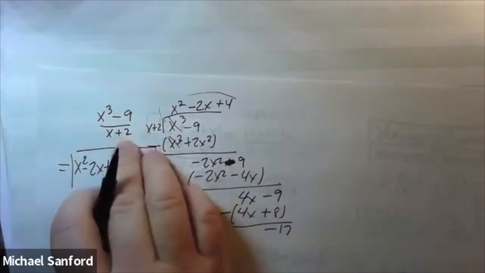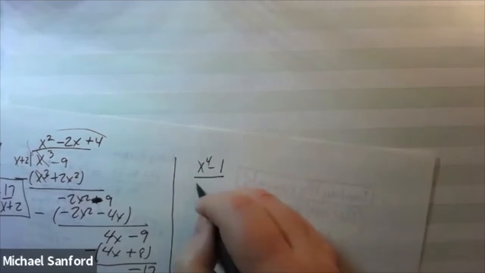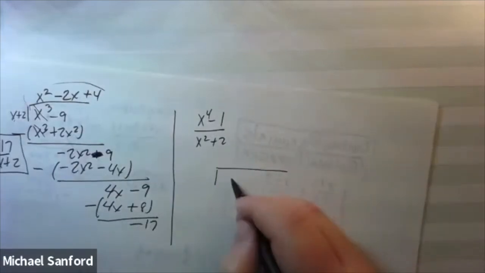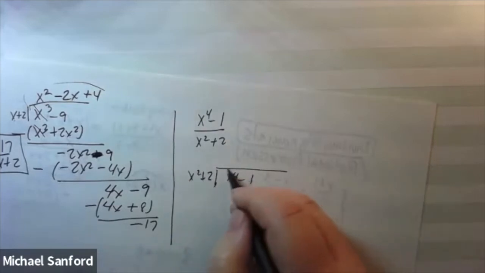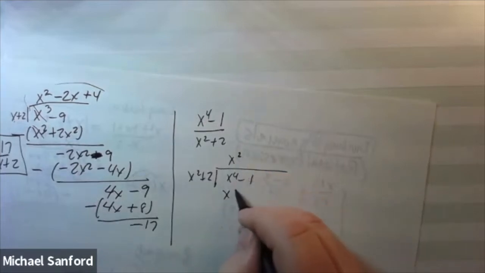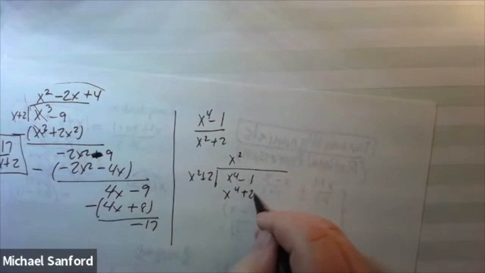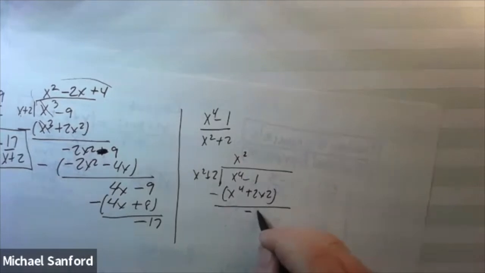Now, so far I've had linear terms in here. You don't have to have linear terms. I could have like x to the fourth minus 1 divided by x squared plus 2, like this. This would be okay too. So what do I multiply x squared by to get x to the fourth? I multiply it by an x squared. So this would give me x to the fourth plus 2x squared. And then I subtract. So this would give me a -2x squared minus 1.